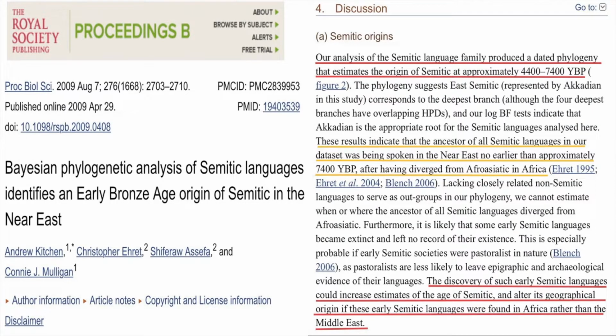So, going back to what this paper said with the Bayesian phylogenetic analysis of Semitic languages identifies an early Bronze Age origin of Semitic in the Near East. Reading only in yellow, it says, the results indicate that the ancestor of all Semitic languages in our dataset was being spoken in the Near East no earlier than approximately 7,400 YBP, after having diverged from Afro-Asiatic in Africa. So again, all these papers are saying pre-Proto-Semitic basically came out of Africa and entered the Near East.